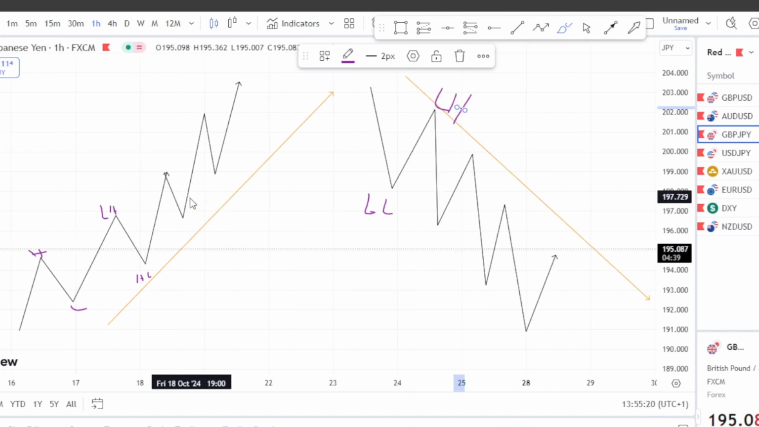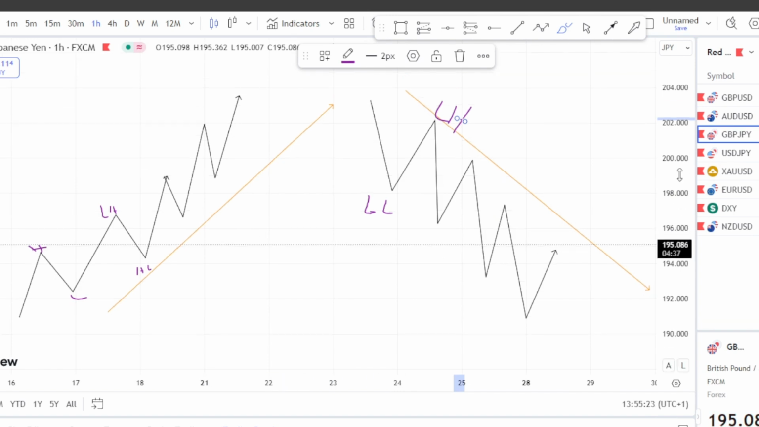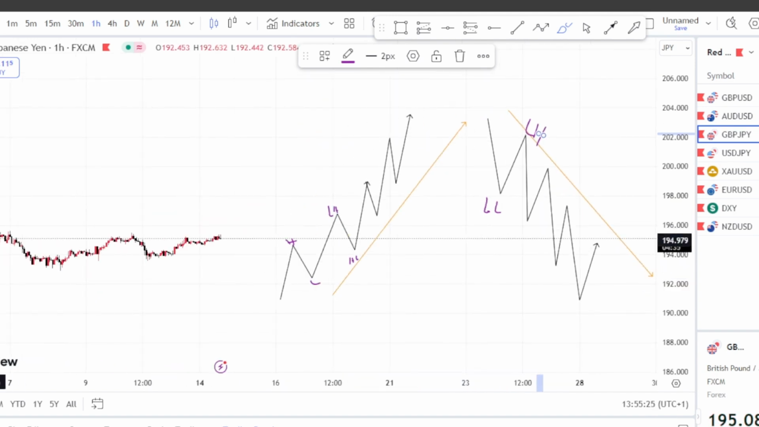So this is how the structure of market is formed. With this you can know the basics of how market is formed. The market creates a higher high and a higher low if it is moving upward, and if it is moving downward, it creates a lower high, a lower low and a lower high. That is basically how market is formed.